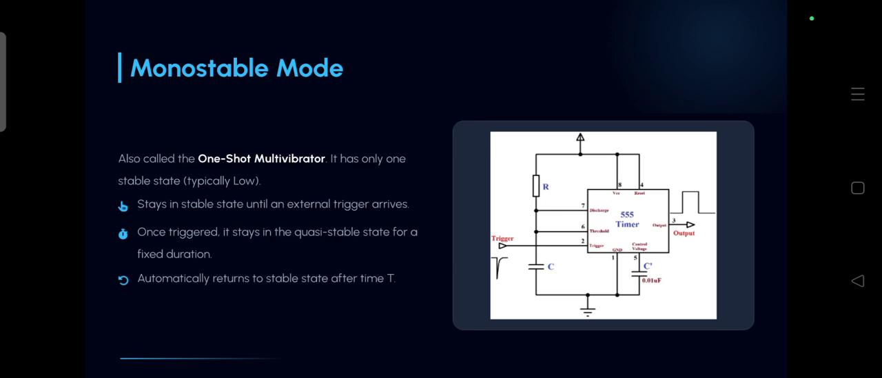The next one is the monostable state. It is also called a one-shot multivibrator. It has only one stable state because the output is typically low. It stays in the stable state until an external trigger arrives. Once triggered, it stays in the quasi-stable state for a fixed duration, and automatically returns to the stable state after time T.